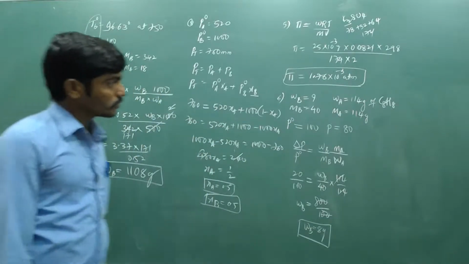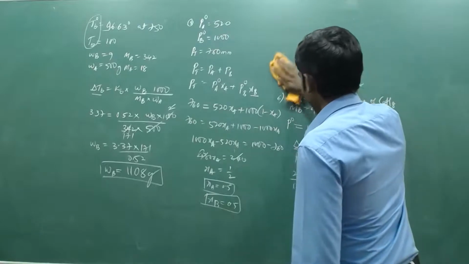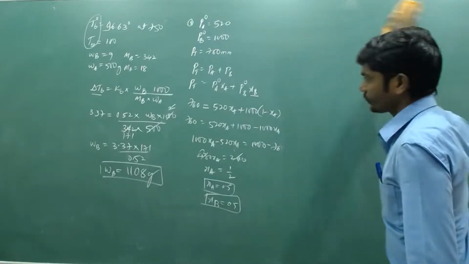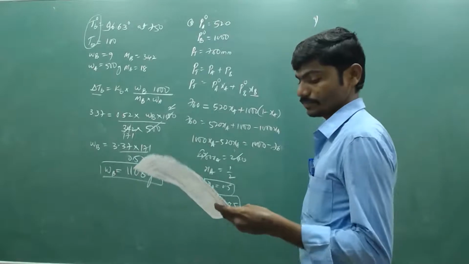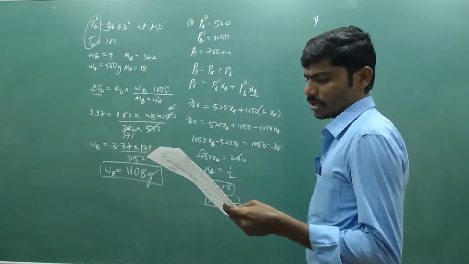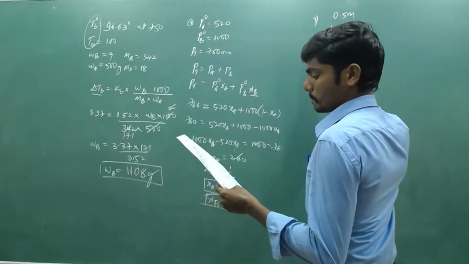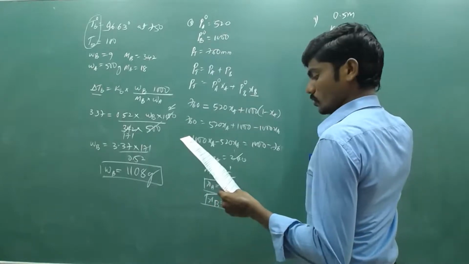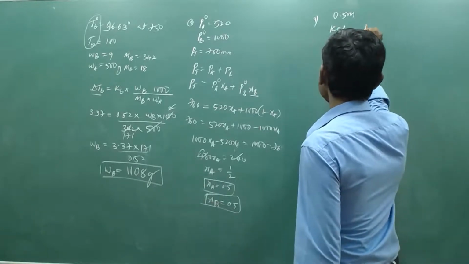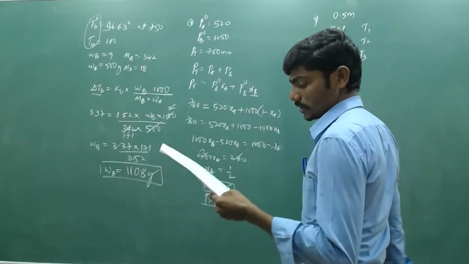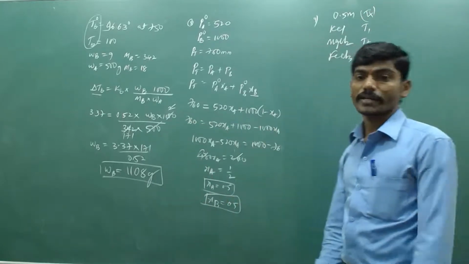The next question. 0.5 molar aqueous solution of each, molarity is 0.5 molar: KCl, FeCl2, FeCl3 have the freezing temperatures T1, T2, T3. Freezing points are given. Which of the following is correct?